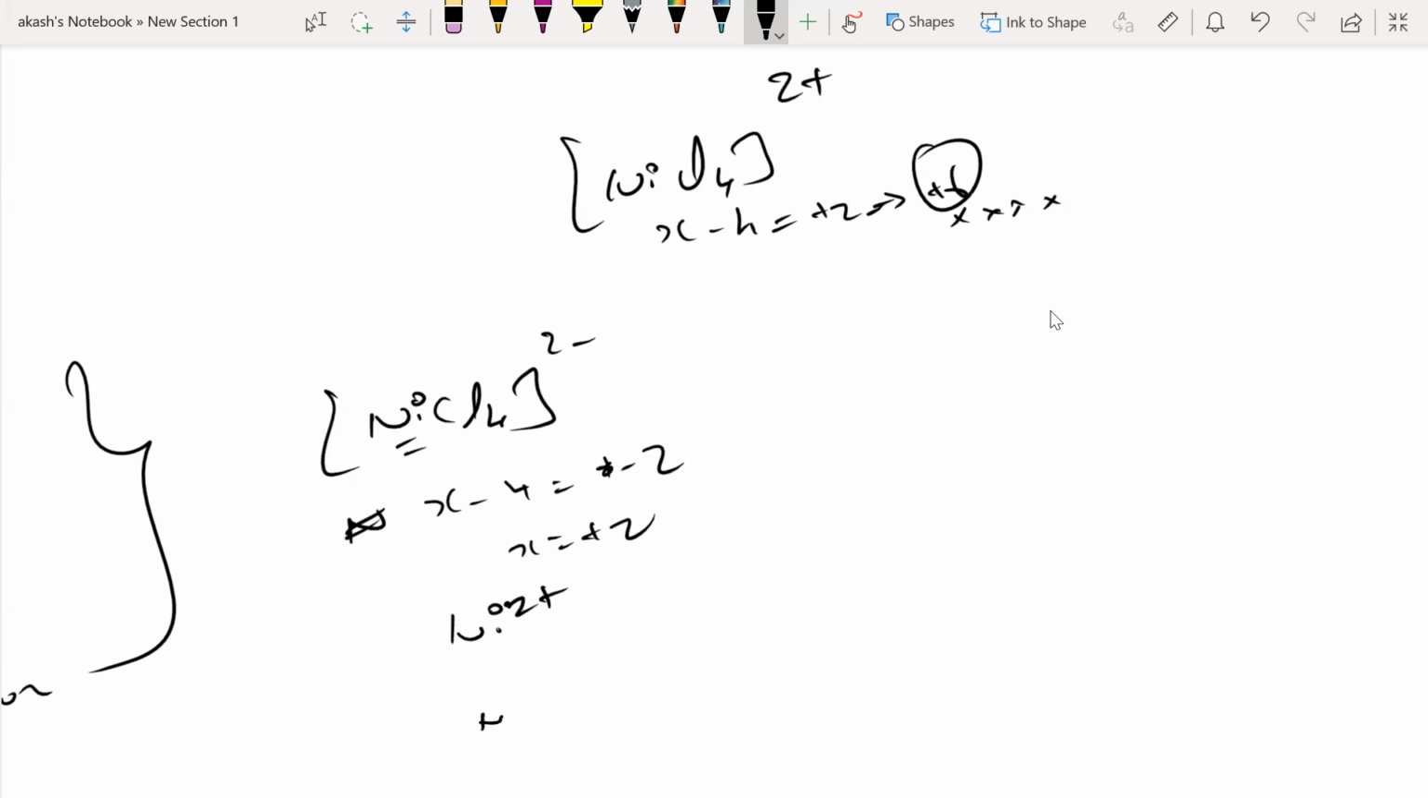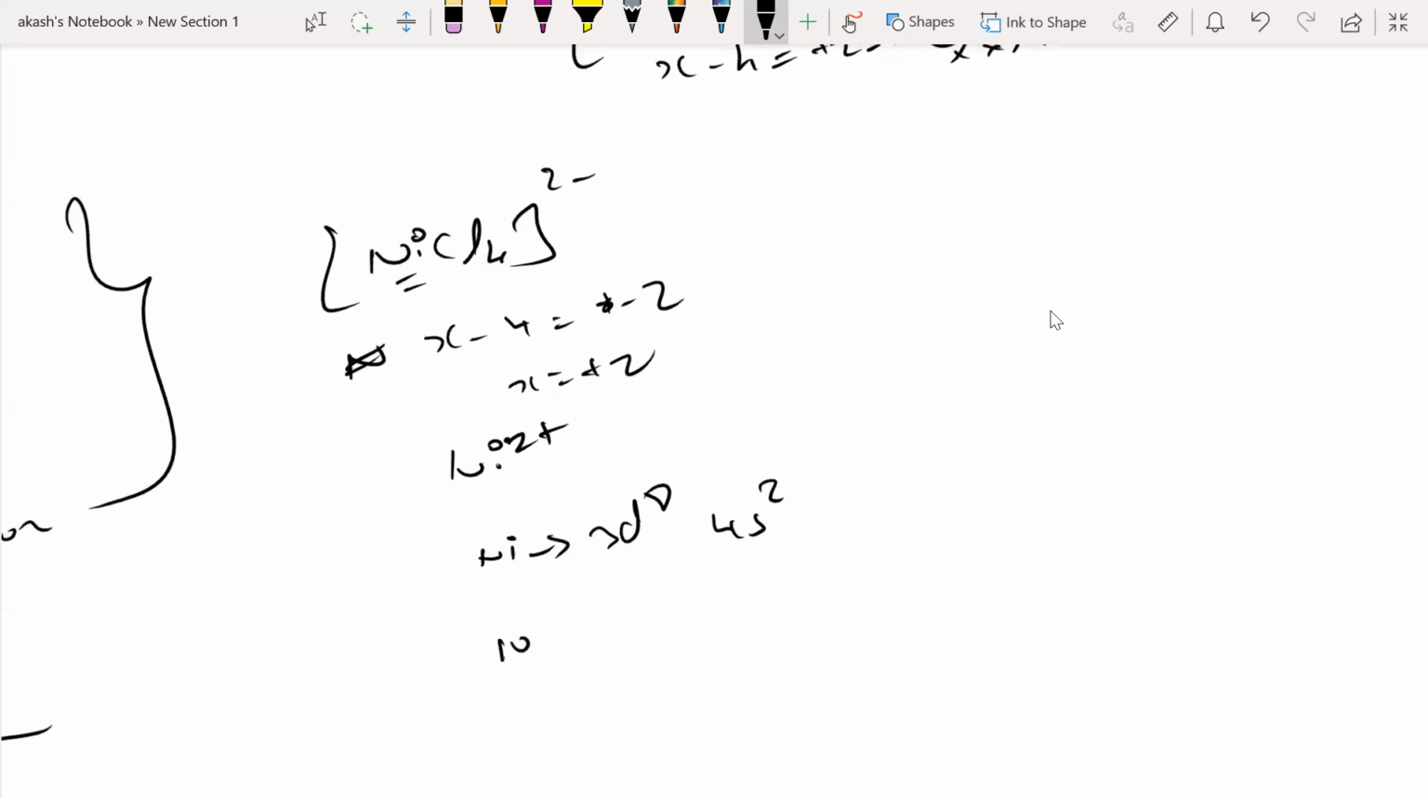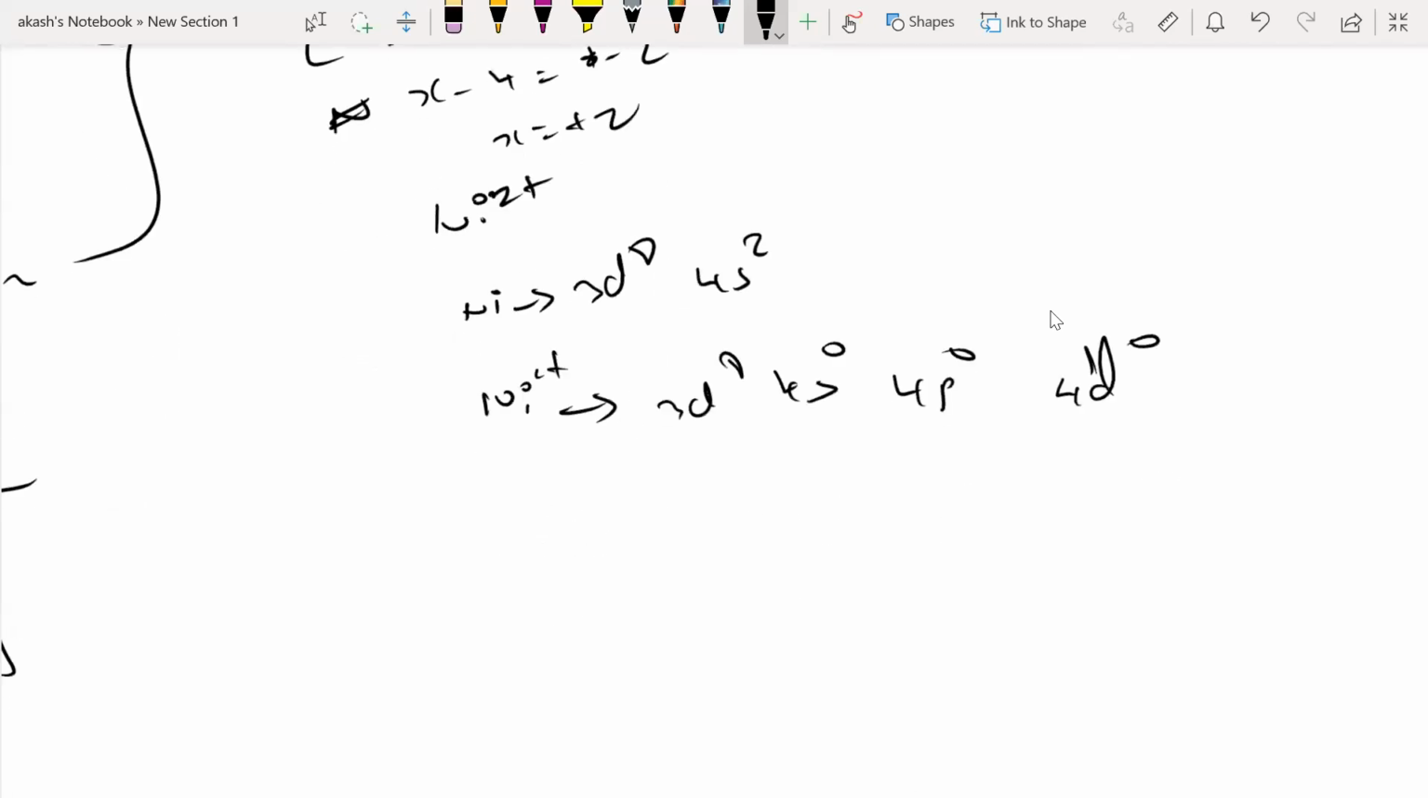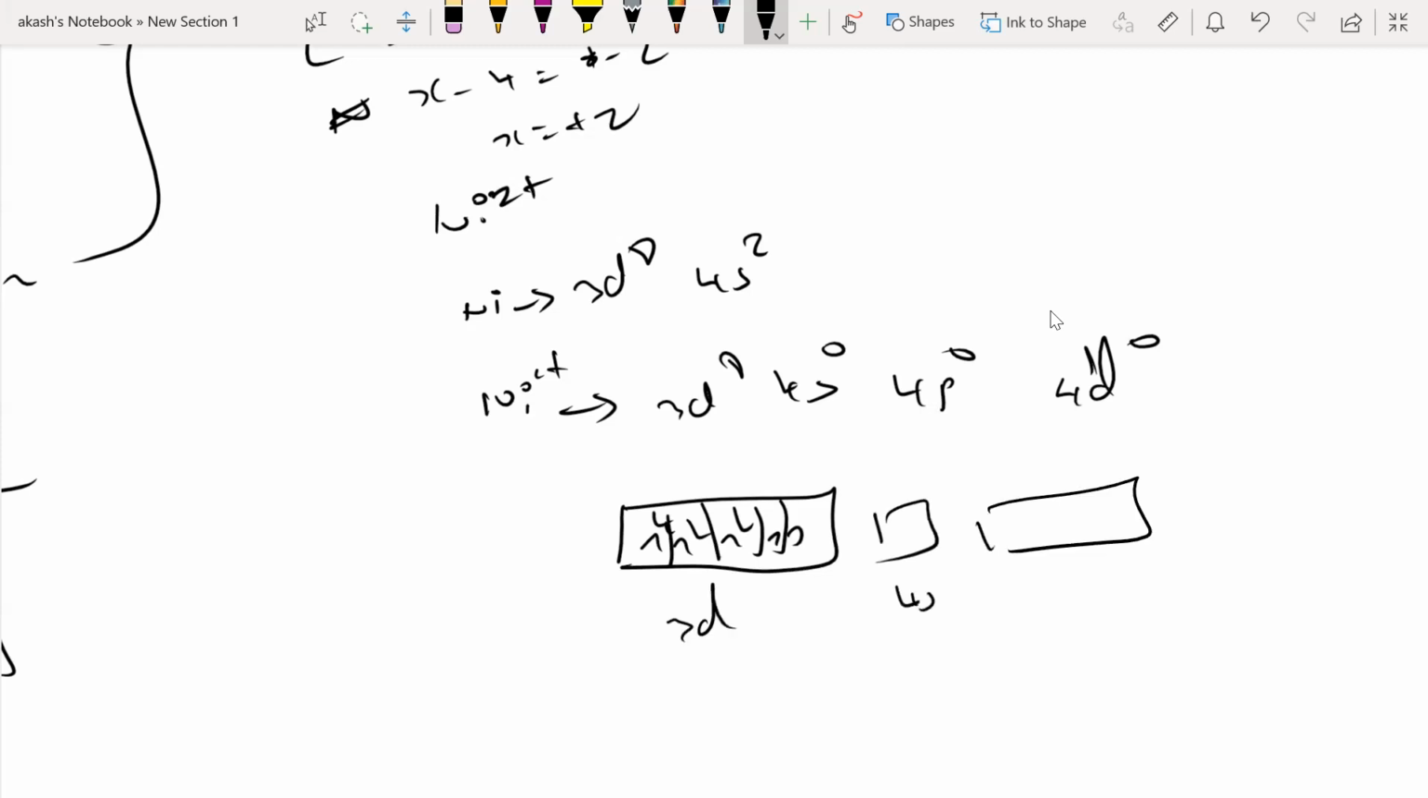So nickel alone will have 3d8 4s2: scandium, titanium, vanadium, chromium, manganese, iron, cobalt, nickel. Yeah, 3d8. And if it is Ni2+, all I have is 3d8 4s0 4p0, and 4d0 also you can have. So now we can just mark the things. Okay, now I have four. This is your 3d, this is your 4s, this is your 4p, and if at all, 4d also is there.